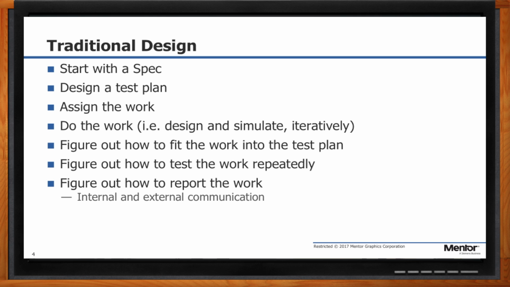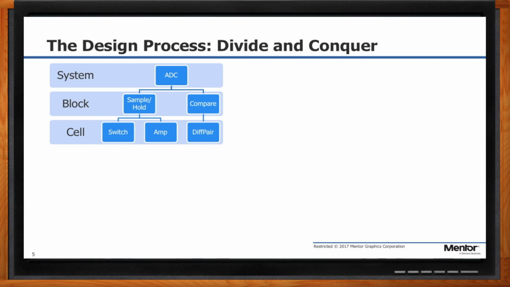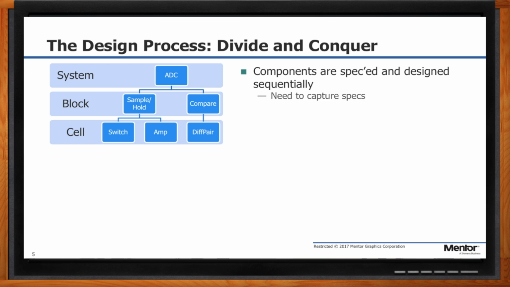Sure. In the design process, because people really can only do one thing at a time, they wind up having to divide and conquer. I have a cartoon of a very simple component here on the left, an analog to digital converter. It's broken down from the system level to several blocks and individual cells. The design work happens at the cell level. You push specifications down to the cell level, and then you design the components at the cell level sequentially, which is to say one at a time.